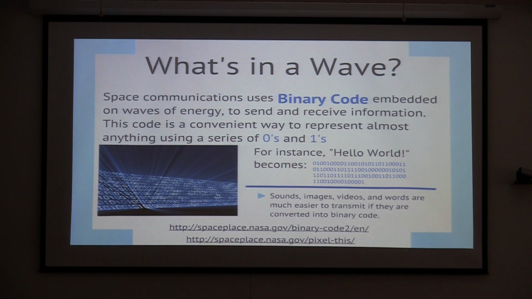So binary code is a convenient way to represent almost anything using a series of ones and zeros. This little paragraph looking thing right here actually says two words, hello world. You can imagine that all of the data that we send on a daily basis through the internet, through space, through GPS, is all being sent using ones and zeros.